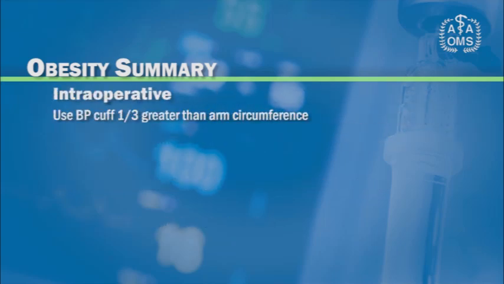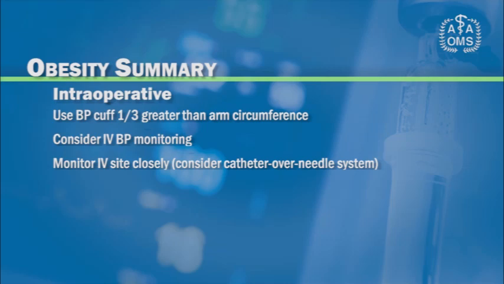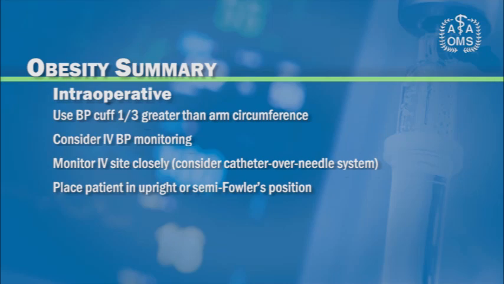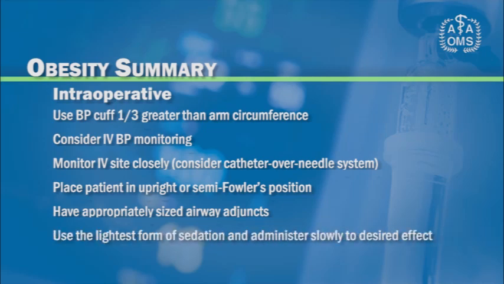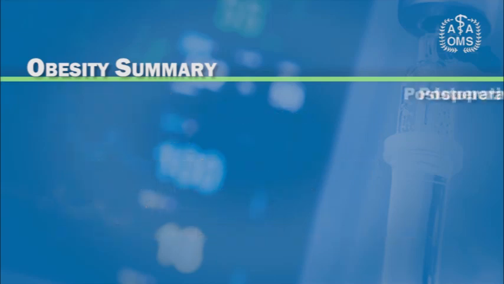Intraoperative. Use a BP cuff 1/3 greater than arm circumference. Consider IV BP monitoring. Monitor IV site closely. Consider catheter over needle system. Place patient in upright or semi-Fowler's position. Have appropriately sized airway adjuncts. Use the lightest form of sedation and administer slowly to desired effect.